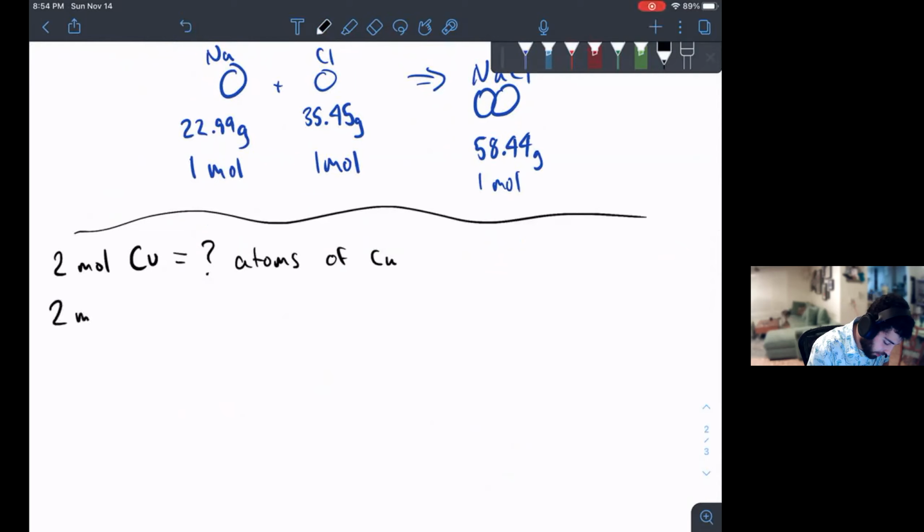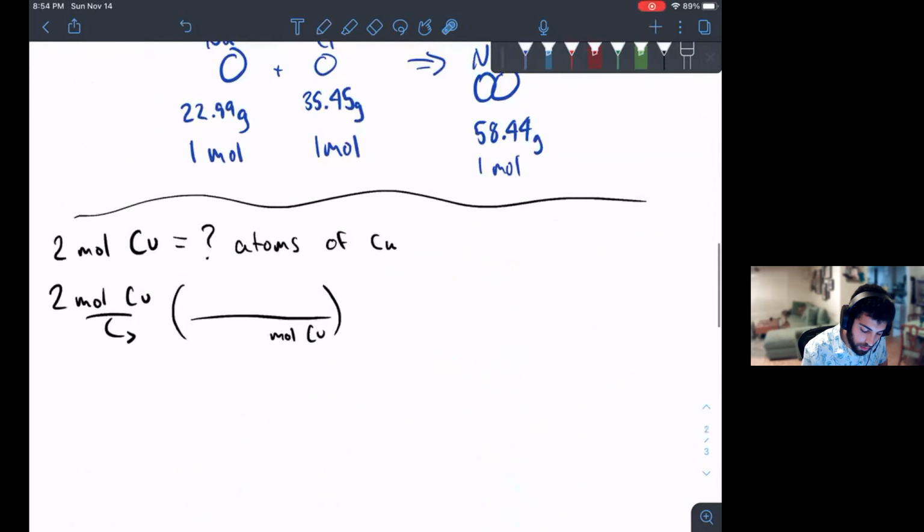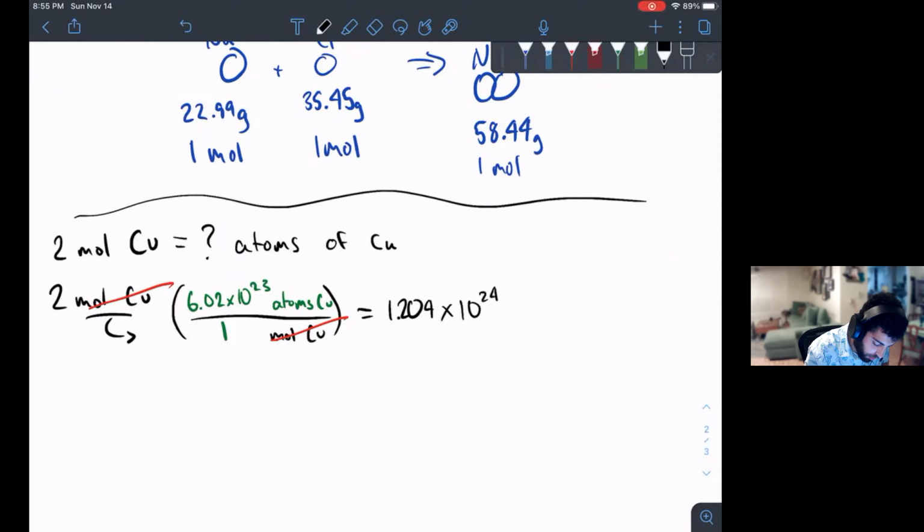Well, I'm just going to start again with what I start with. 2 mole Cu, make some big parentheses, and drop my units like it's hot. Mole Cu. And now I'm going to use this thing where 1 mole is equal to 6.02 times 10 to the 23rd particles. Now, particles can be anything. So this time I'm talking about atoms. So 1 mole of Cu equals 6.02 times 10 to the 23rd atoms Cu. Mole cancels with mole. And I got my answer to be 1.204 times 10 to the 24th atoms of copper.